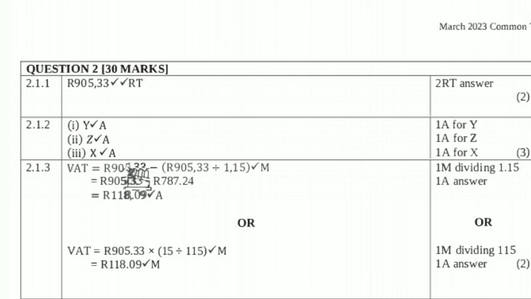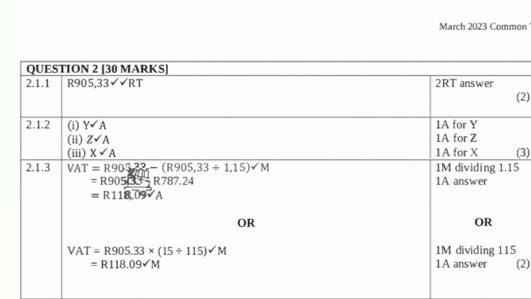This one will just give you a straight answer, guys. You just put it that way on the calculator. If the VAT was 25%, let's say the VAT is 25% for no reason, you will say 905.33 multiply, then you say brackets 25 divide by 125, then that's it.